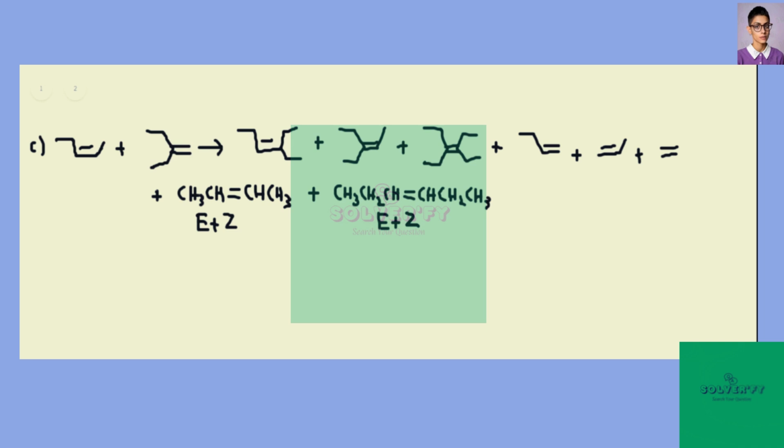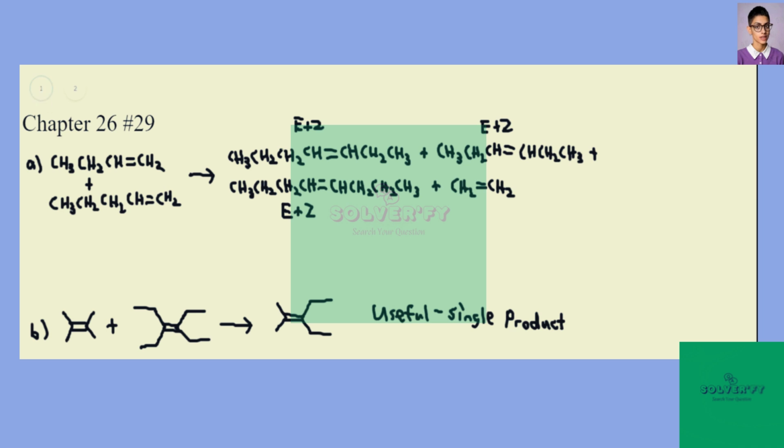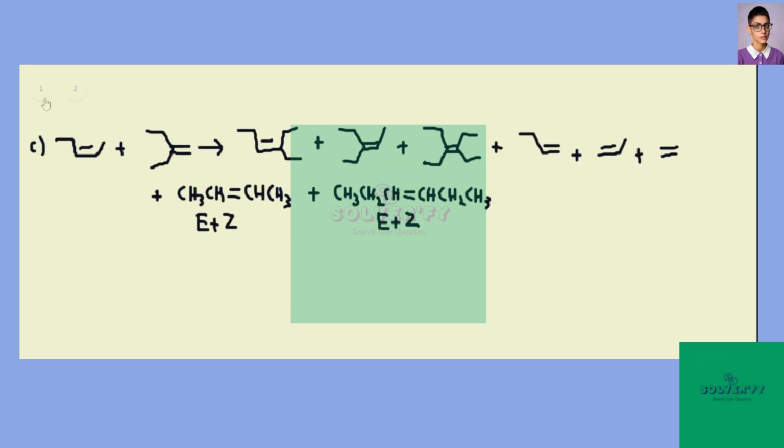And so if we compare parts C and A here, what we see is that for part C, there are 4 different groups around these alkenes. So the first alkene has 2 different groups, and the second alkene has 2 different groups. And so we get 8 different molecules for part C.